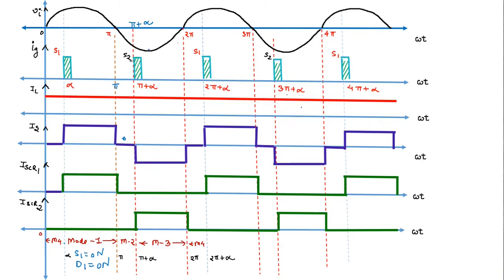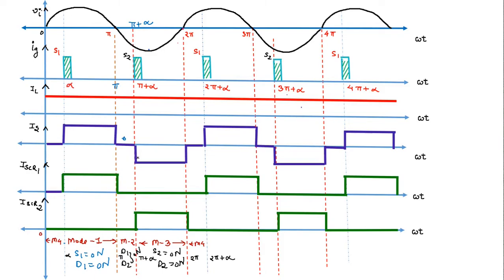So at omega t equal to pi plus alpha, a triggering pulse is given to SCR2. When the triggering pulse is given to SCR2, SCR2 goes into the on condition. So in this mode SCR2 will be in the on condition, and in mode number 2 D1 and D2 were on. So SCR2 will be on and diode D2 will be on in this mode number 3. Now we will see the source current.